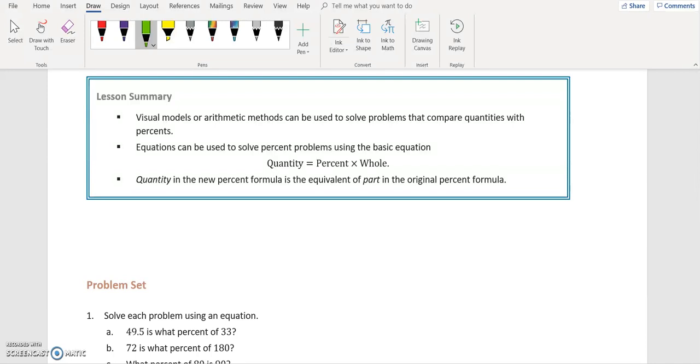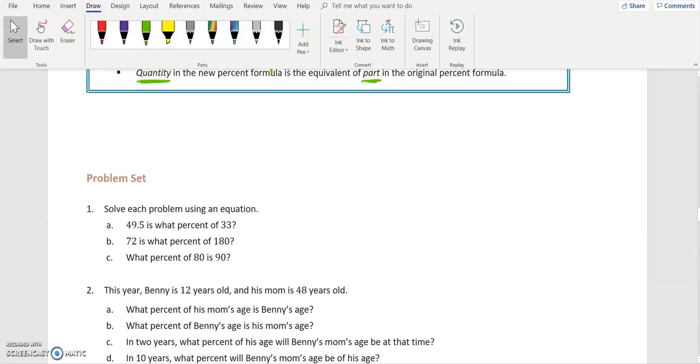Okay, and so lesson summary: visual models or arithmetic methods can be used to solve problems that compare quantities with percents. Equations can be used to solve percent problems using the basic equation, quantity equals percent times whole. Quantity means the exact same thing as we had, which was part. Okay, quantity in the new percent formula is the equivalent of part, which is what it says right here. Quantity is part. They are equivalent. Okay, go do number 1 on your problem set, all parts.